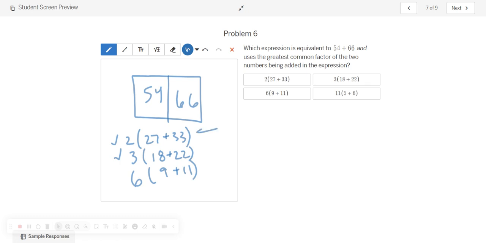Now, if you got any of these other ones, like 27 and 33, I can see that there's a factor of 3 that can still be pulled out. 18 and 22, I can see that they're both even, so a 2 can get pulled out. But with 9 and 11, 11's prime, so they don't have anything in common there.